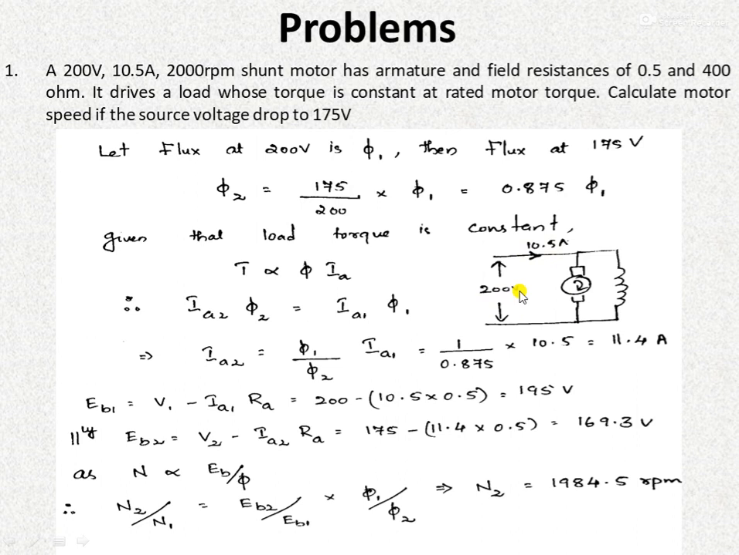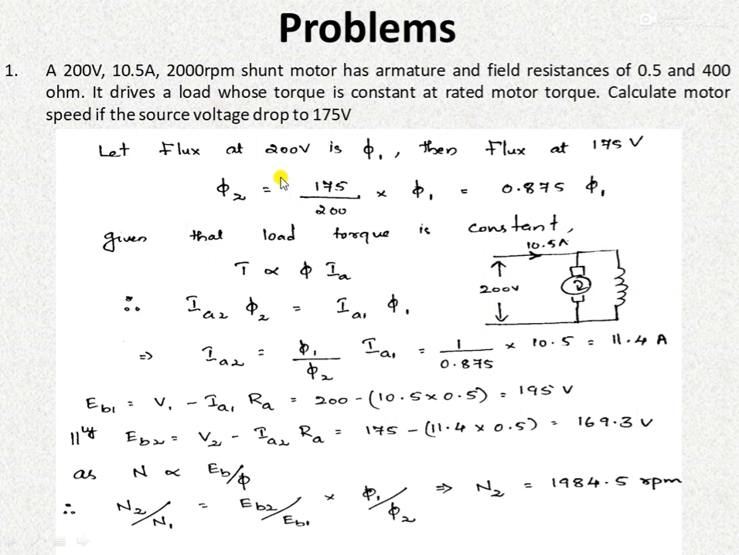Now when we are reducing the supply voltage to 175 volt, definitely the current which is flowing through the field winding also gets changed. Since the field current is getting changed, the flux which is produced in the machine when supplying with 175 volt will be different from that in the case of 200 volt. So first we will find the flux which we will be getting when we are supplying with 175 volt.